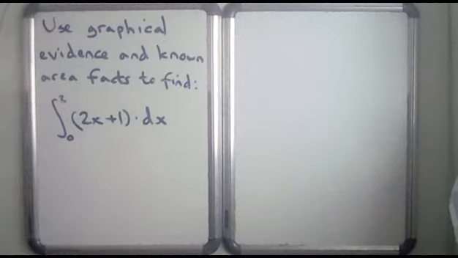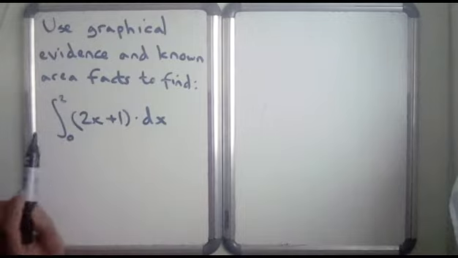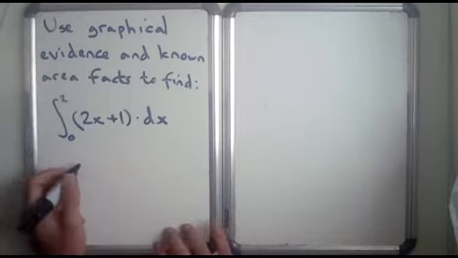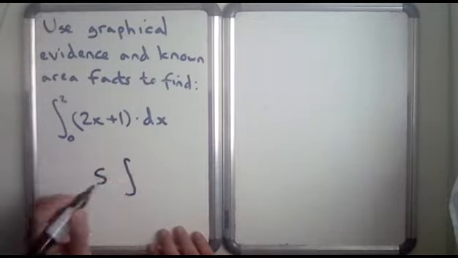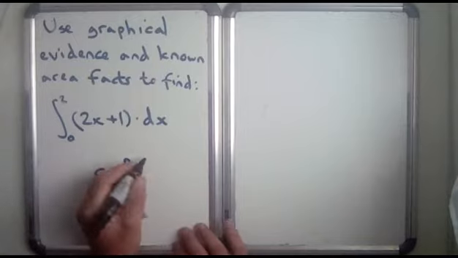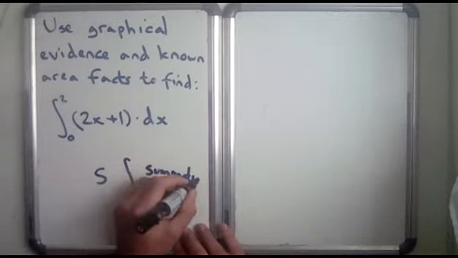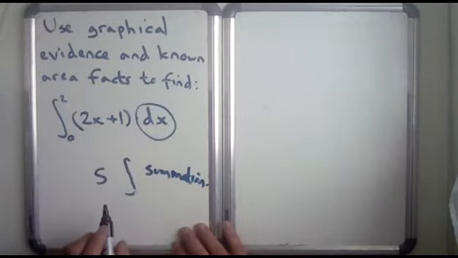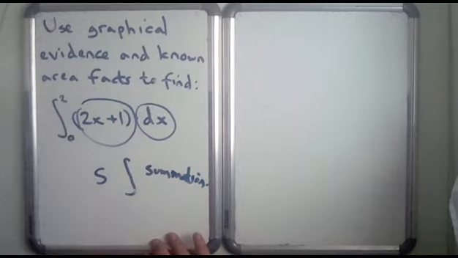Okay, use graphical evidence and known area facts to find the integral from 0 to 2 of 2x plus 1 dx. Another way of thinking about this integral sign is kind of like an S that's been sort of stretched. If you think of integral as summation, and you think of this dx as a little width, and this is your f of x, so it's the sum of all the f of x times dx.